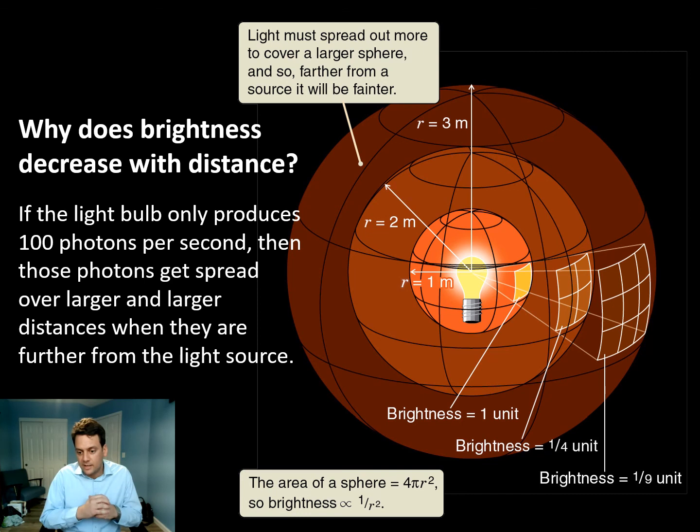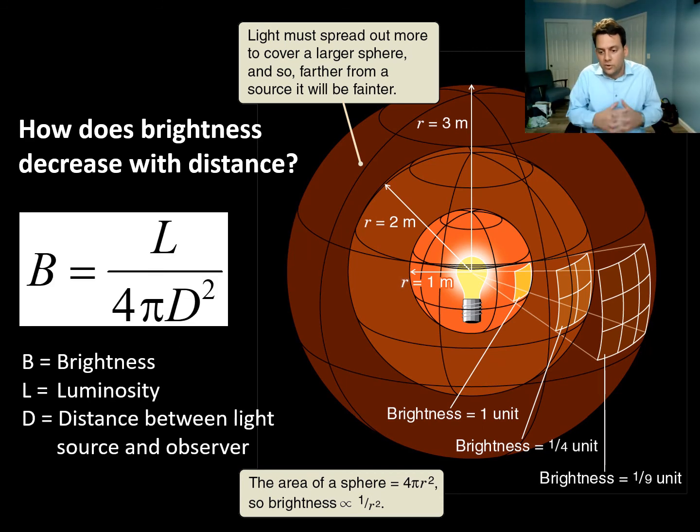If you triple the radius, the brightness falls by a factor of 3 times 3, or 9, and that's it. And just to say that in another way, if a light bulb were producing 100 photons per second, so instead of 100 watts, it were 100 photons per second, the exact same logic follows. You're taking those 100 photons and spreading them out over larger and larger areas, and so the brightness is getting smaller and smaller.